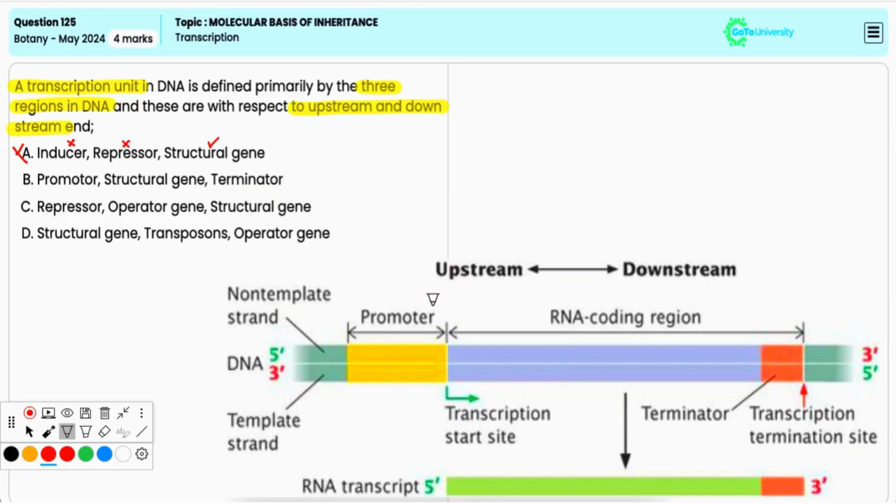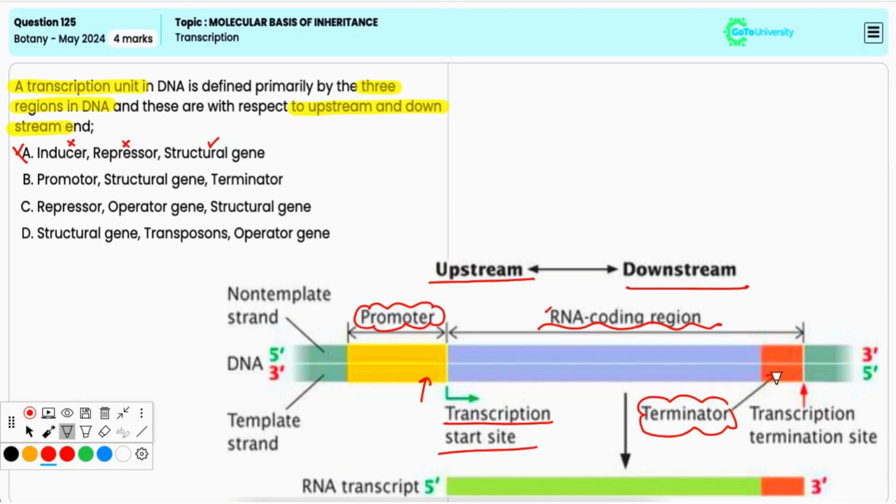Option B, promoter, structural gene and terminator. Now, a transcription unit in DNA consists of three main regions: promoter, which is present upstream, and this is the site where RNA polymerase binds to initiate transcription. Then, structural gene. This is the region that codes for a protein or RNA. And finally, terminator, which is present downstream, and this sequence signals the end of transcription. Hence, this is the correct option.